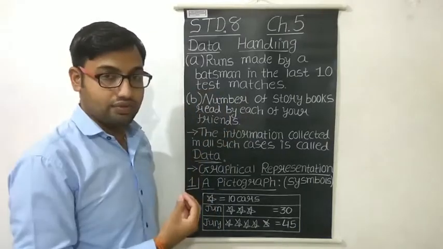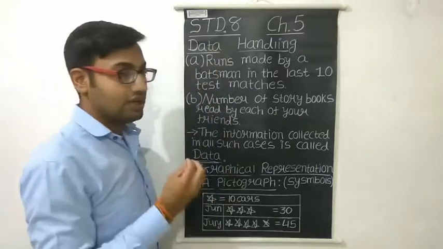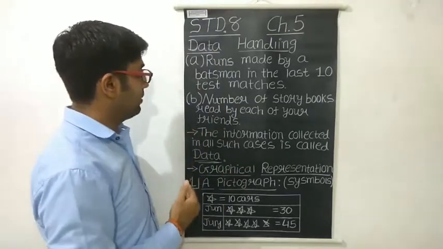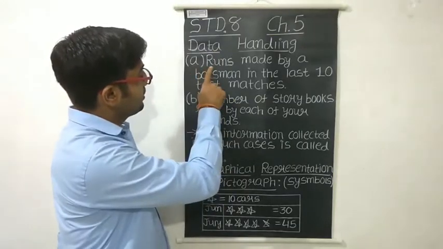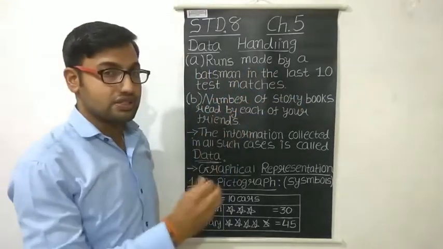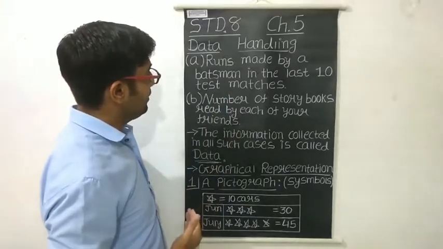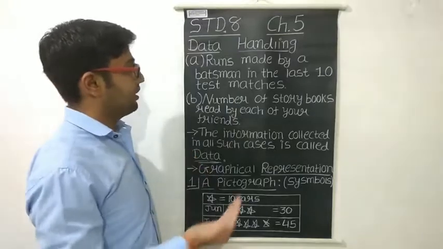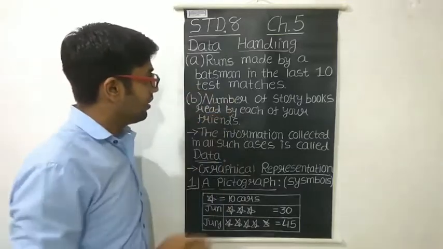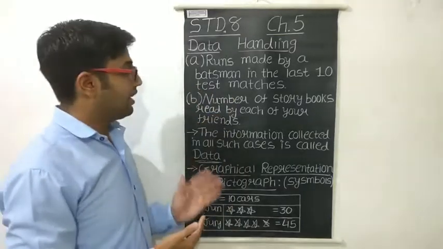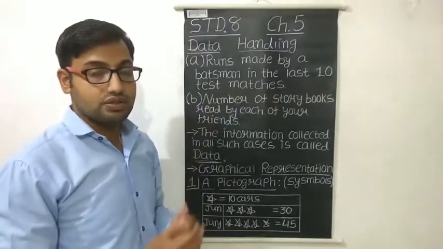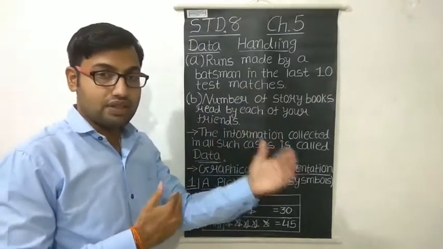So what is data? First of all, we have to understand this term data. To understand this term, let us take two examples. First one is the runs made by a batsman in the last 10 test matches. Here we have taken an example of cricket matches, and what data do we collect here? We collect the data of the runs made by the batsman, in how many matches? 10 test matches. So this is a kind of data that we collect.